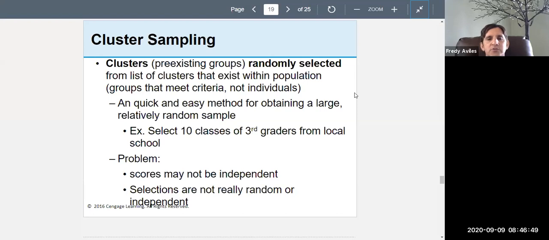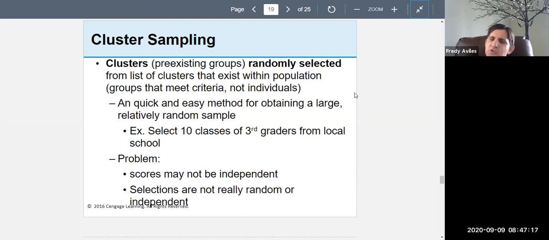So let's say you're interested in children of a certain age, okay? So you select basically certain classes in an elementary school, okay? Those are clusters. Those classes already exist. So it's a very quick and easy way to obtain a large, relatively random sample. You select classes, and everyone in the class is going to be in the study. So you can select 10 classes of third graders, let's say from a local school.